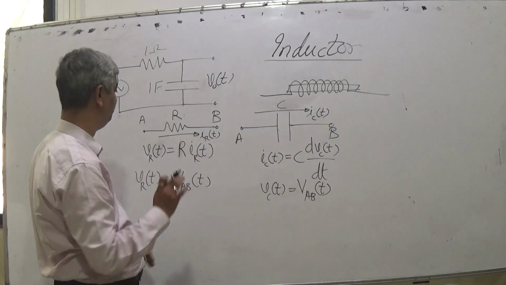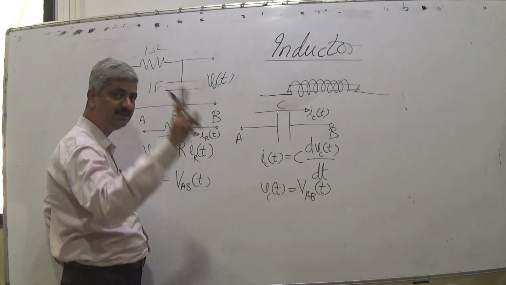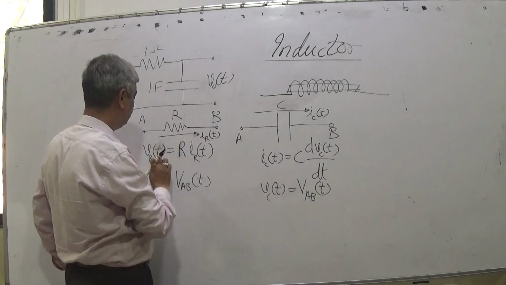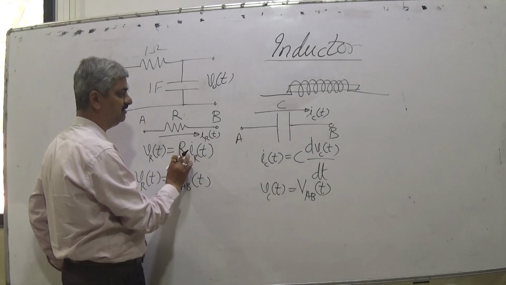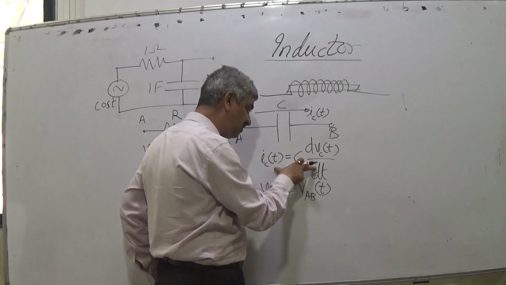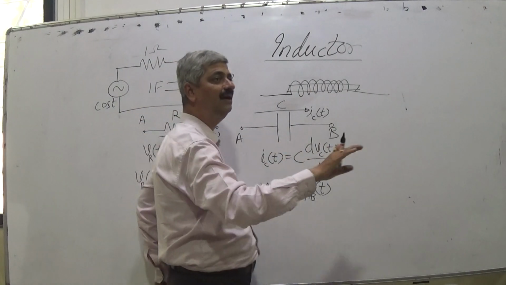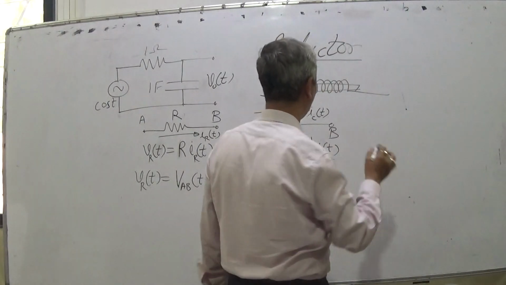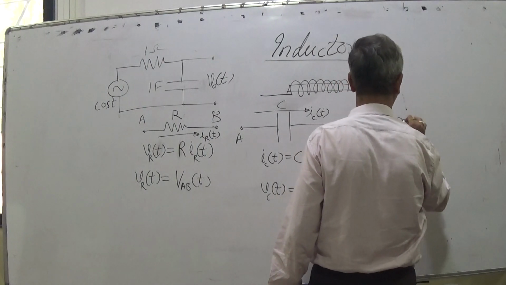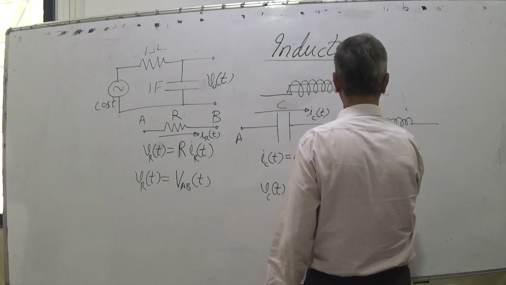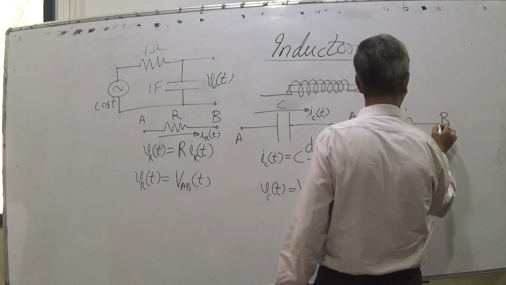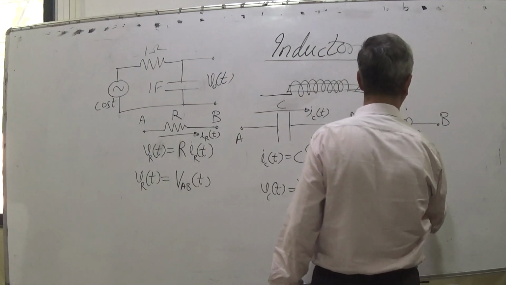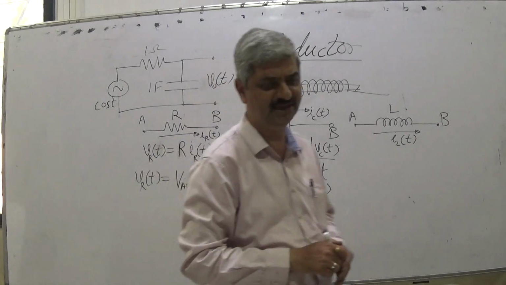So resistor, linear relationship between V and I directly. So direct linear relationship. Here a differential relationship, where current is proportional to the derivative of the voltage. And now an inductor, point A, point B, value L, same current iL(t). Now I think you have learned it, it is not something which I am telling new.